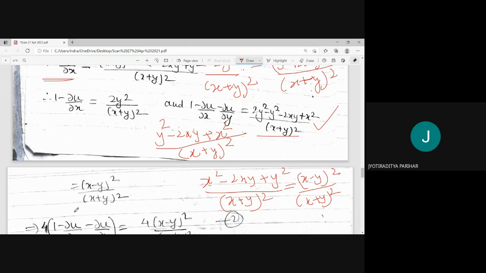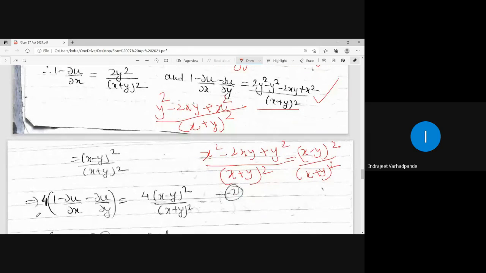Now multiply by 4. 4 into we require this value, 1 minus del u by del x minus del u by del y. So you multiplied by 4. Are you getting equation 1 and 2 the same, that is LHS equal to RHS? Just write it from 1 and 2. I hope all the steps are in front of you, right?